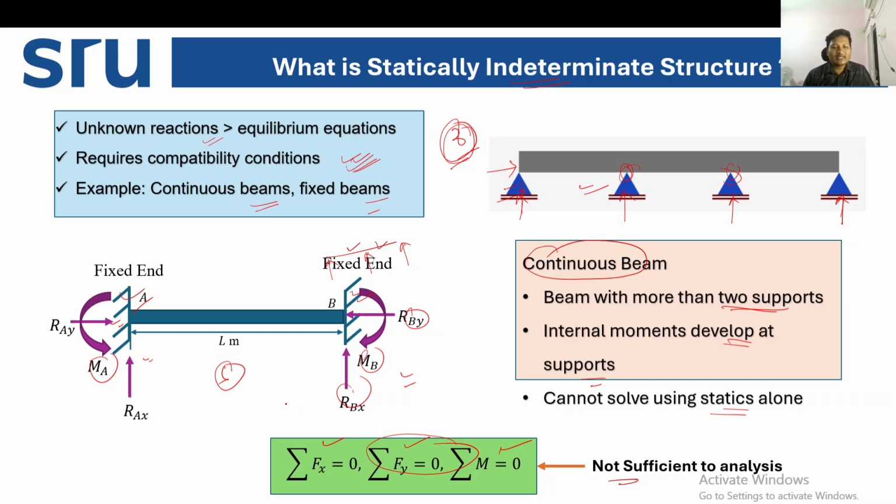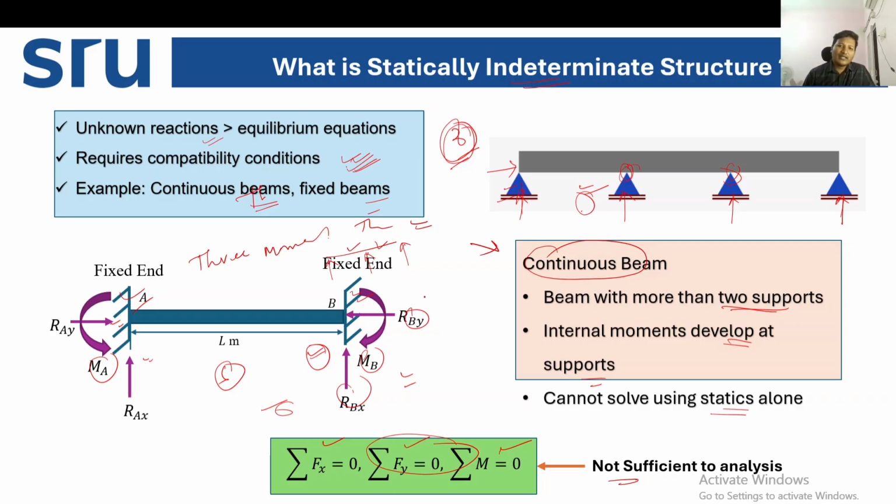That is why we need some extra equations to solve these fixed beams. That's why we can call this fixed beam, or this continuous beam, a statically indeterminate structure. So there are several methods to solve this statically indeterminate structure. Out of these, the three moment theorem is one of the methods to solve this statically indeterminate structure, especially this continuous beam.